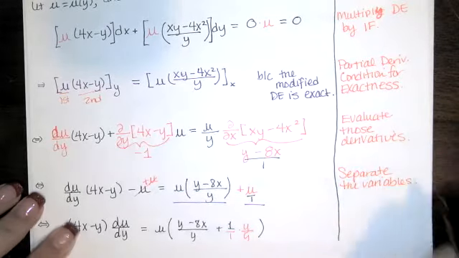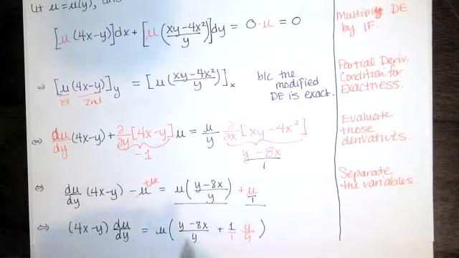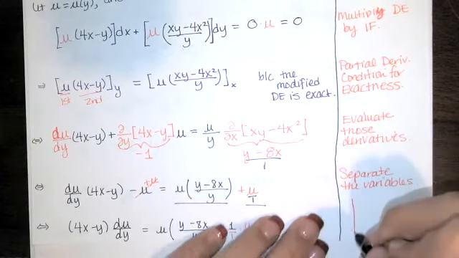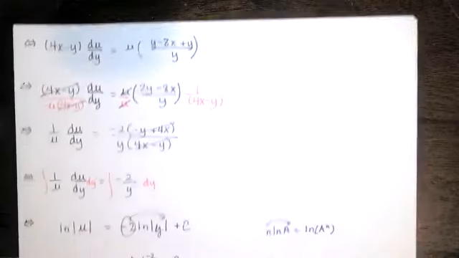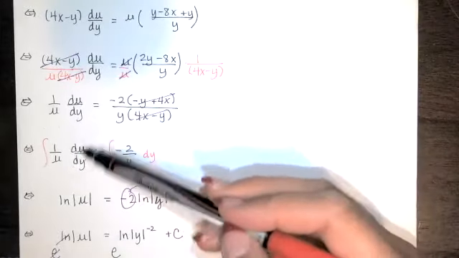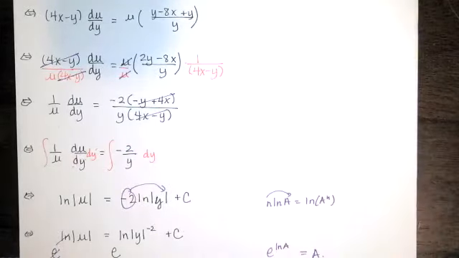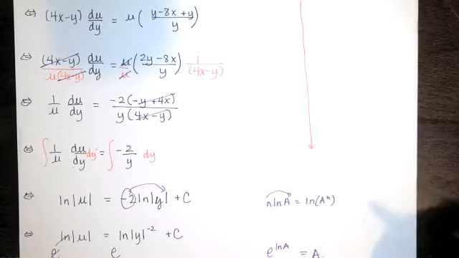And since mu depends only on y, our hope is that all the x's will be gone after simplification. If all the x's were not gone, then actually mu couldn't depend only on y. We wouldn't be able to find an integrating factor of the right form. But we took our time to separate the variables because the problem was well written. We ended up with this function of y has to equal this function of y, which is good.